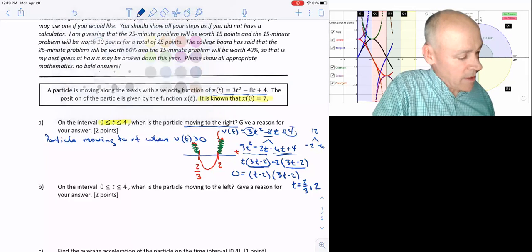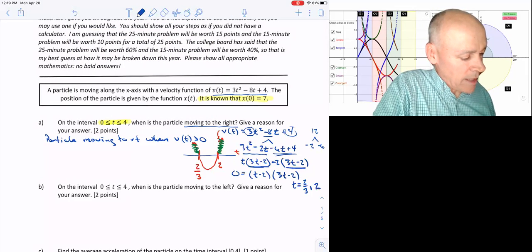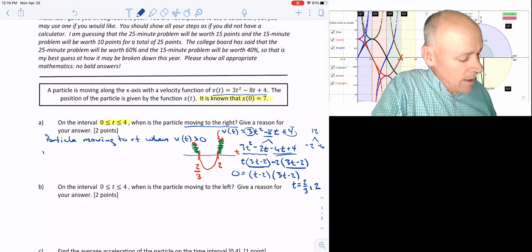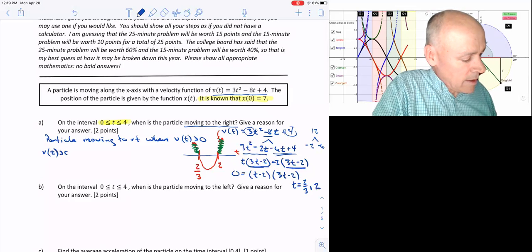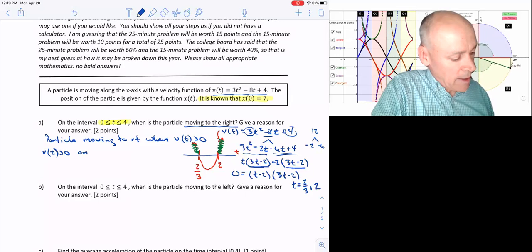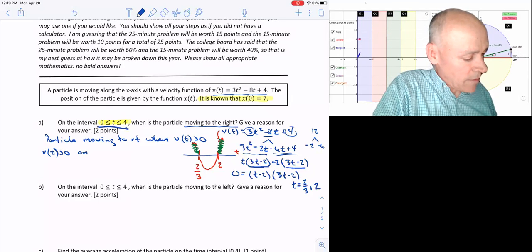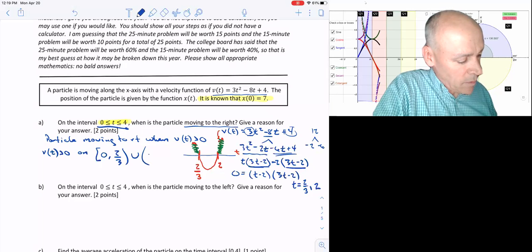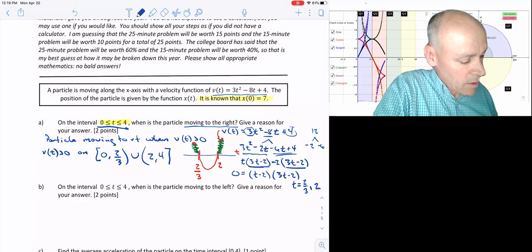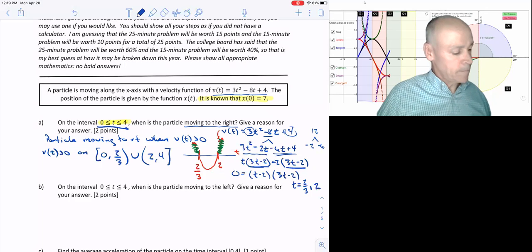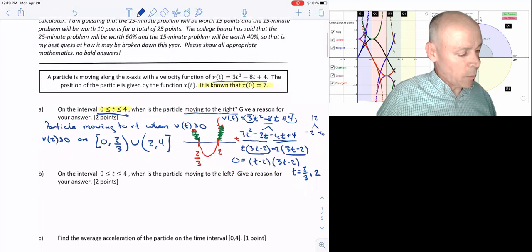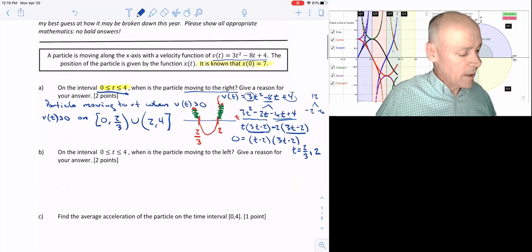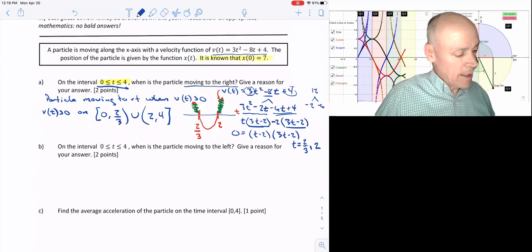So how I'm going to finish this, I'm going to say the particle is moving to the right when velocity is positive, and v of t is positive on the interval. And again, we're looking specifically from 0 to 4, so we could say from 0 to 2/3, and then also on the interval from 2 to 4. Okay, so there's part A, that's the interval where our particle is moving to the right.